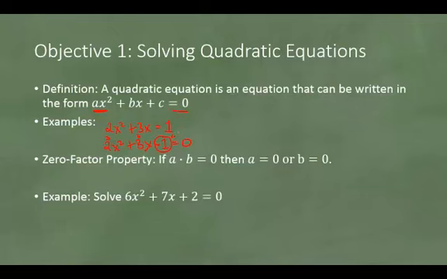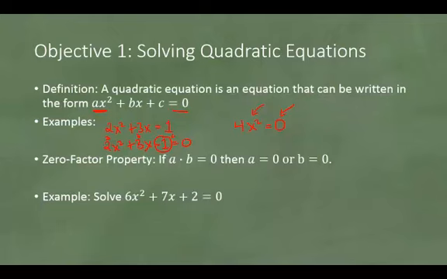Another quadratic equation would be something as simple as 4x squared is equal to 0. We have a highest term of x squared, and it's set equal to 0. So we have a quadratic equation.